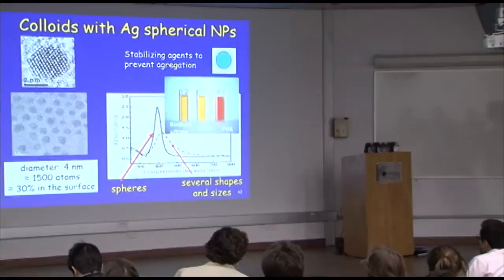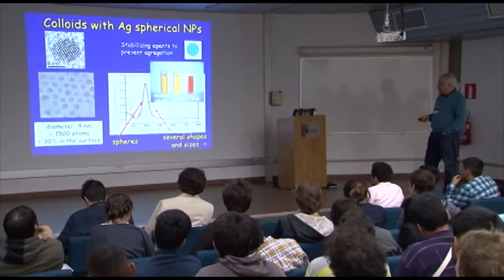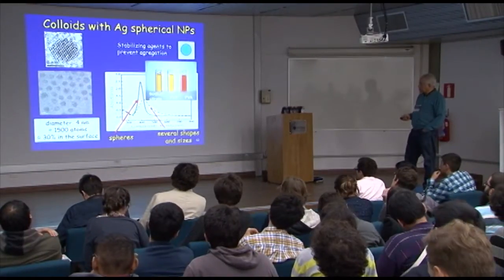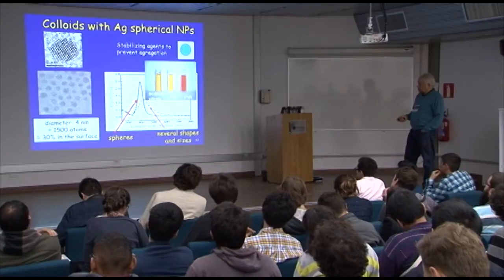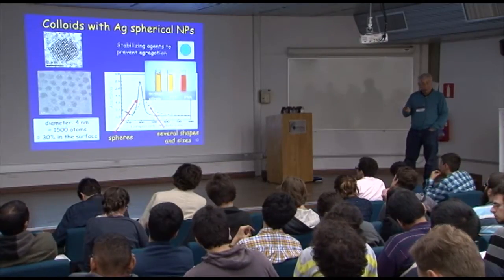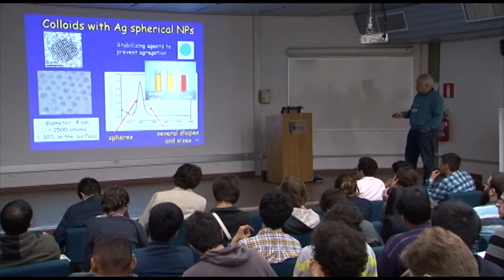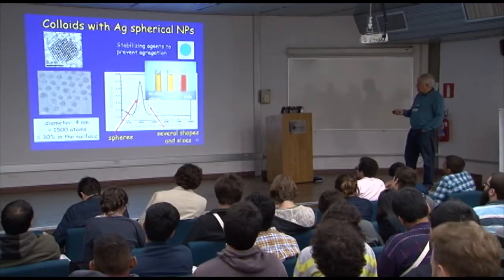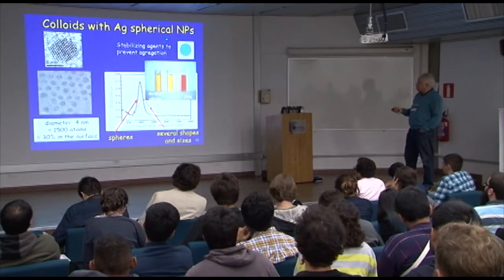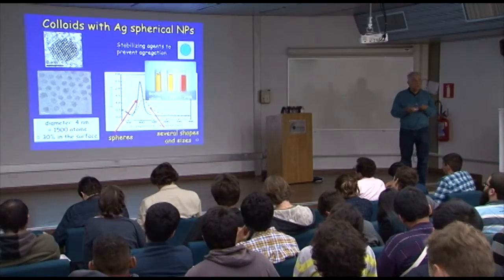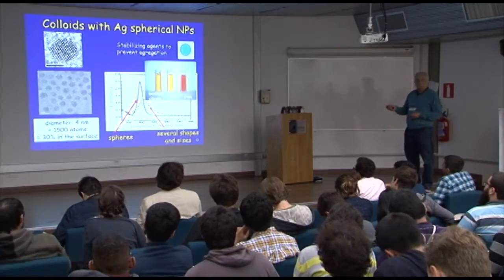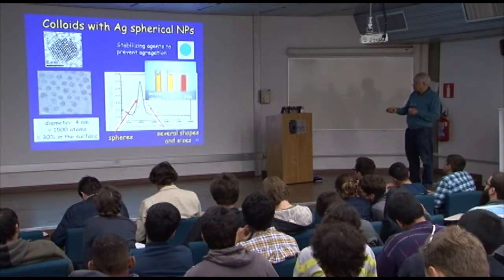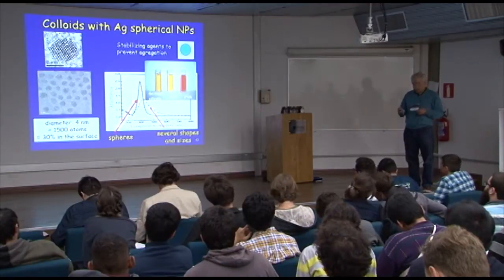What you see here is the absorbance as a function of wavelength for this kind of colloids. Typically, this silver presents this resonance. That's the localized surface plasmon resonance in about this region here, in the blue, 400 nanometers. Of course, it depends on the environment. In order to stabilize the colloids, to prevent aggregation, we put some molecules around the particle, and this changes this resonance a little bit, but not much. You see here that the colors of the colloids can be different.